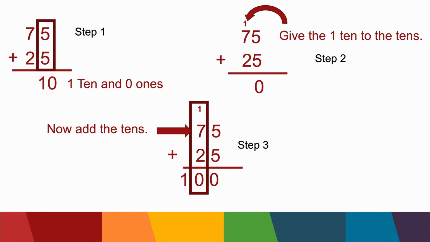75 plus 25. Step 1. We add the ones column. 5 plus 5 is 10. 10 is actually 1 ten with no ones, 0 ones. Step 2. We give the 1 ten to the tens column. We carry the 0 down. Step 3. Now we add up our tens column. 1 plus 7 plus 2 equals 10. We write 10 down, and the 1 actually ends up in the hundreds column. 75 plus 25 equals 100.